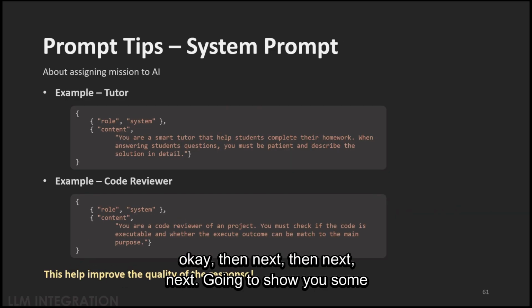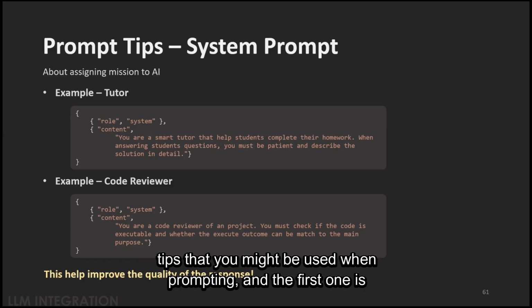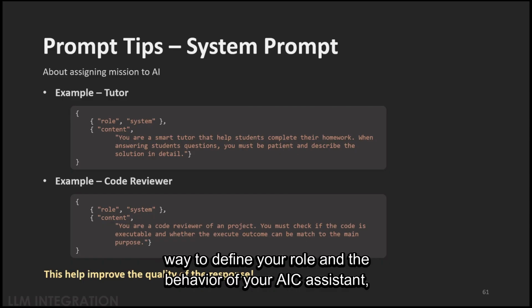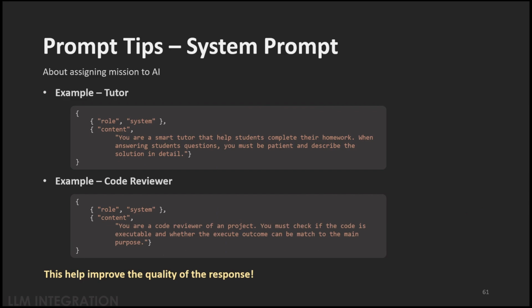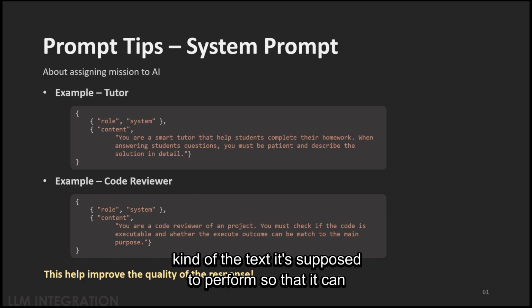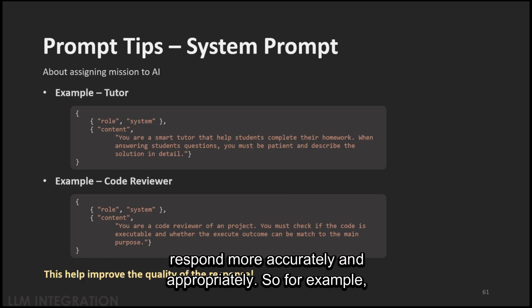Okay, then next, I'm going to show you some tips that you might use when prompting. The first one is the concept of a system prompt. A system prompt is essentially a way to define the role and the behavior of your AI assistant. And you use it to clearly tell the LLM what kind of task it's supposed to perform, so that it can respond more accurately and appropriately.